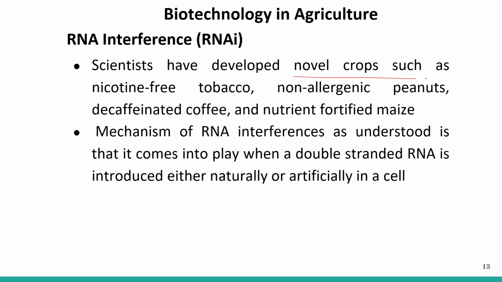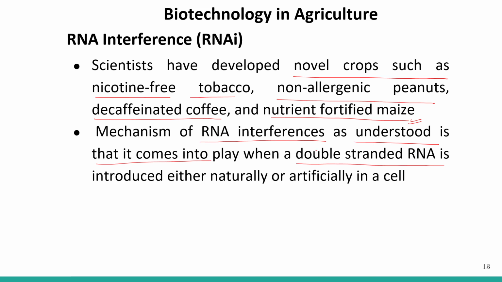Scientists have developed novel crops such as nicotine-free tobacco, non-allergenic peanuts, decaffeinated coffee, and nutrient-fortified maize from this particular technique. The mechanism of RNA interference, as understood, is that it comes into play when a double-stranded RNA is introduced either naturally or artificially in the cell. So this RNA interference occurs only when there is synthesis of double-stranded RNA. It is introduced either naturally or artificially in the cells, and scientists have developed so many things with the help of RNA interference, like nicotine-free tobacco, non-allergenic peanuts, decaffeinated coffee, and nutrient-fortified maize.